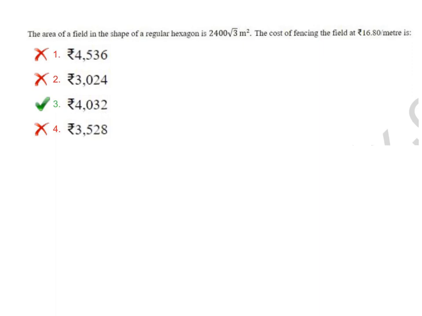The area of a field in the shape of a regular hexagon is 2400 root 3. The cost of fencing the field at 16.80 per meter is... Hexagon area: if you don't remember the formula, just remember that it is equal to 6 equilateral triangles. So, 6 into the equilateral triangle area, root 3 by 4 a square, equals 2400 root 3.